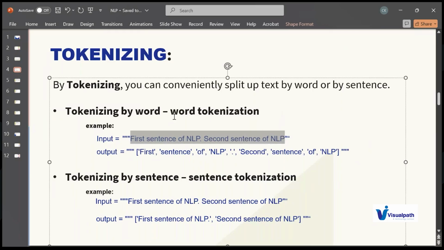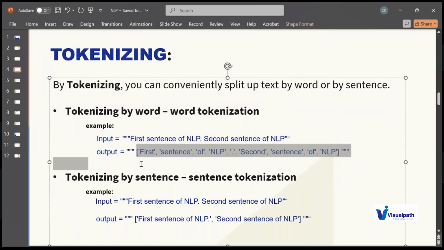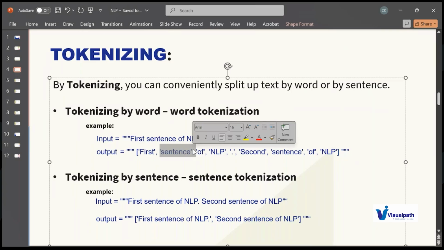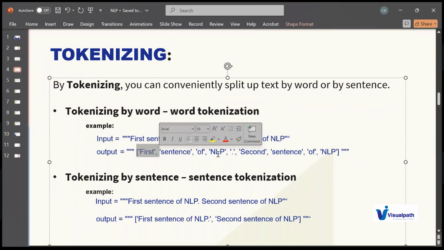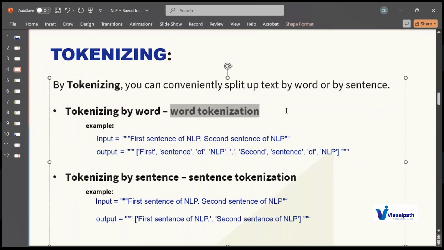First we perform word tokenization, which is splitting up the entire sentence into words. So this is my input. After performing the operation using word tokenization, you get this output: first, sentence, of, NLP, and the dot is also taken as a single word. Then second, sentence, of, NLP. So we take the entire sentence as input and convert it into words. Each and everything is a word here. Splitting the sentence into words is called word tokenization.